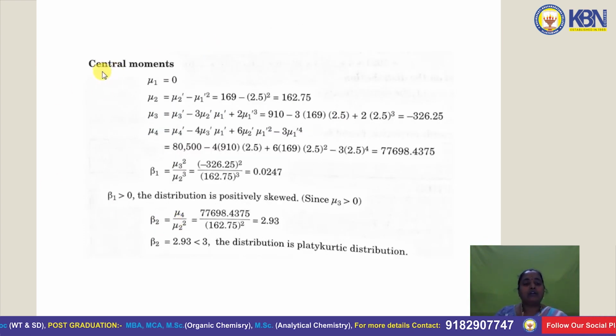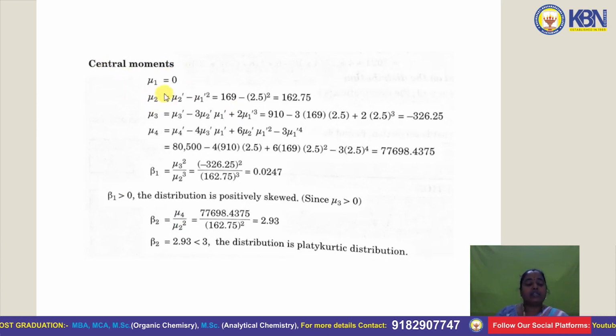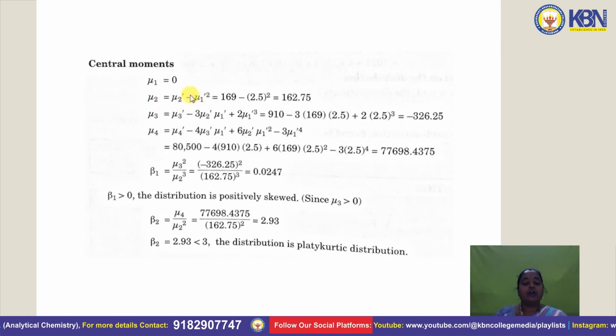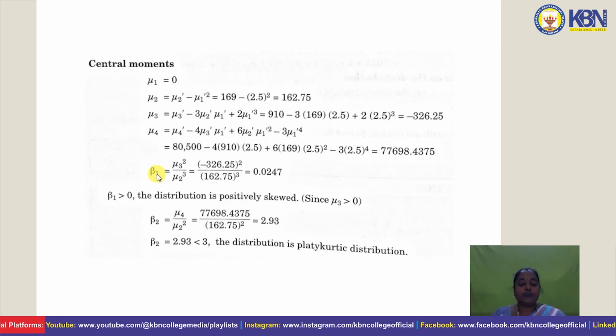And these are the central moments. The central moments: mu2 is mu2 dash minus mu1 dash whole square. Here mu2 dash and mu1 dash are nothing but non-central moments. By using non-central moments, we calculate central moments, that is mu2, mu3, mu4. By using these central moments, we calculate the skewness, that is beta 1 equals mu3 square by mu2 cube. We get 0.0247.